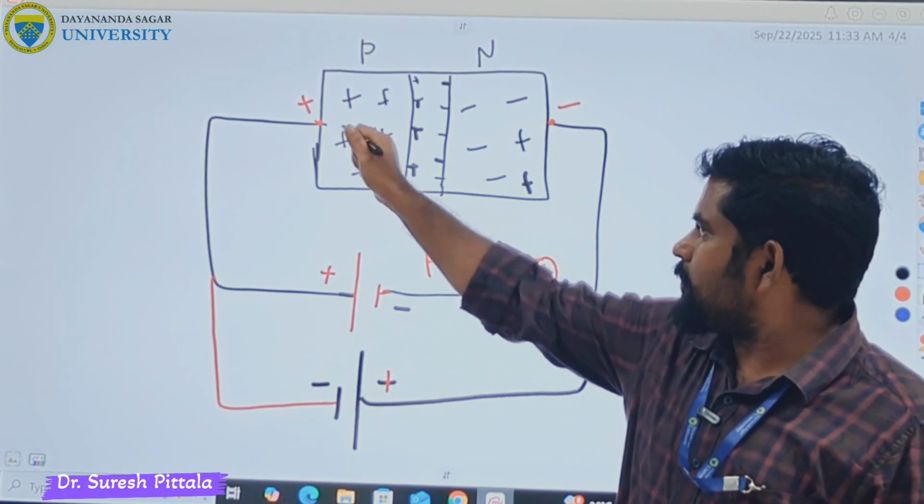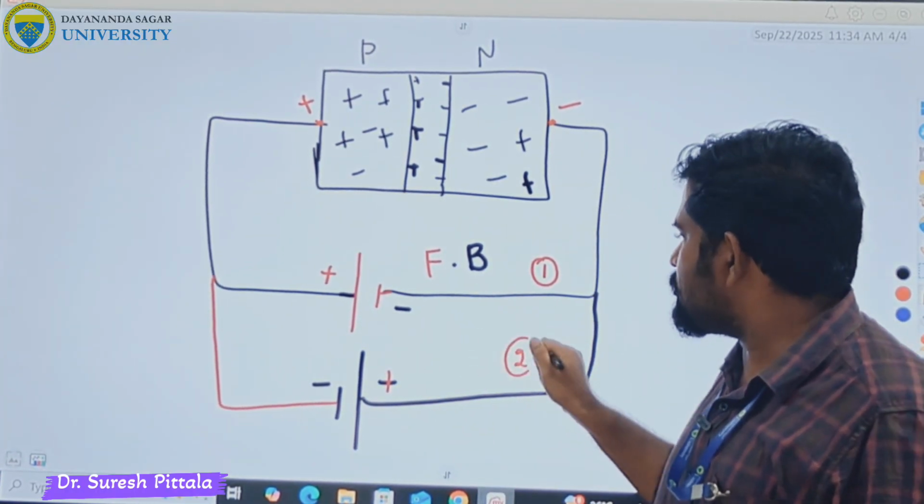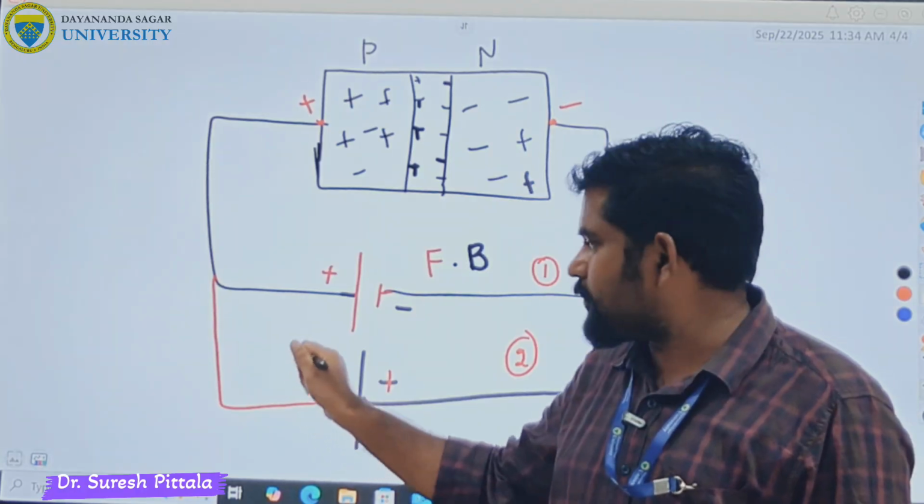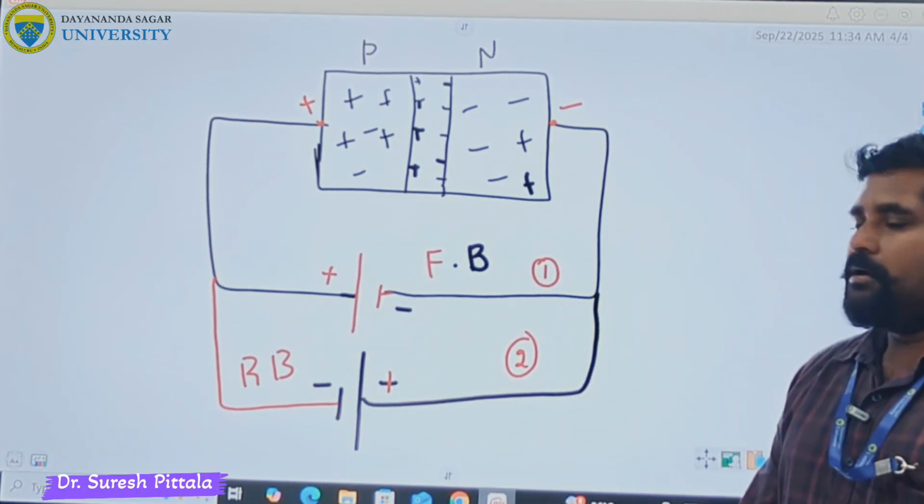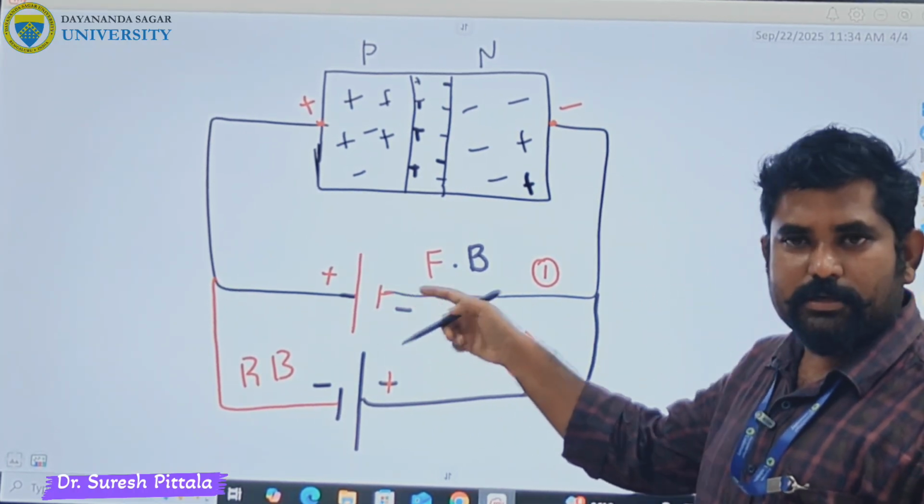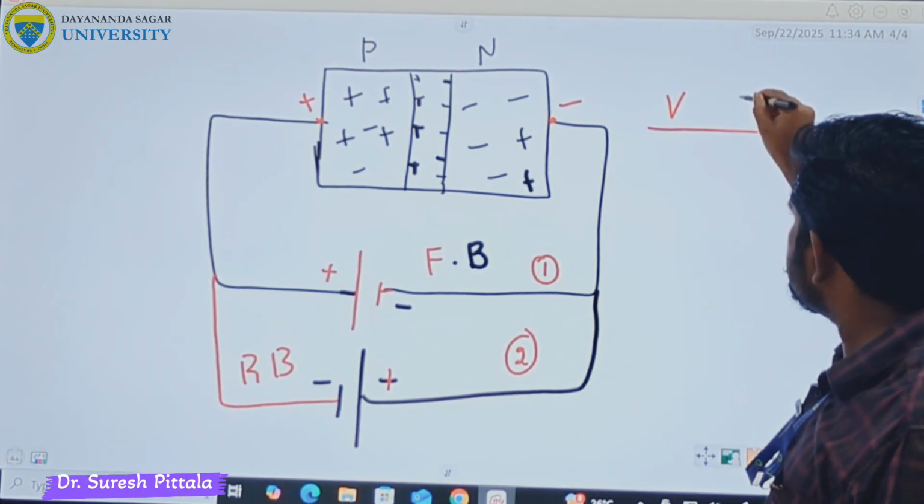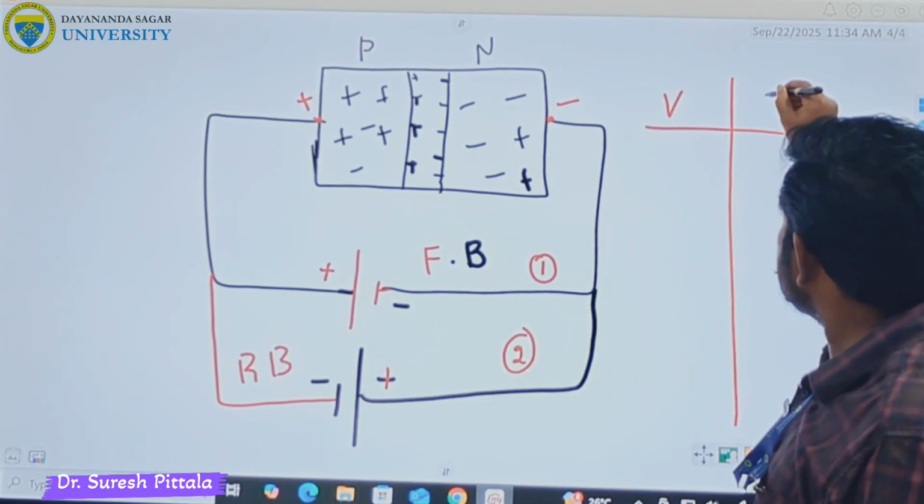Forward bias is nothing but positive to positive, negative to negative. Other one is positive terminal of the P side is connected to the negative terminal. So it is a reverse biasing option. Right? Now you are applying voltage here. Clear? And what you want to measure? What is your aim? You want to measure current.